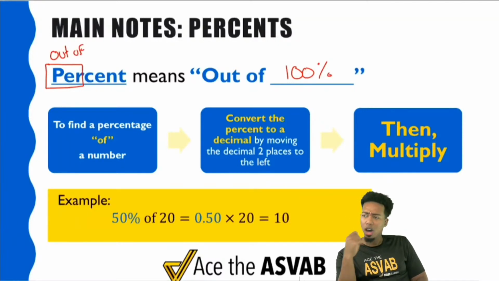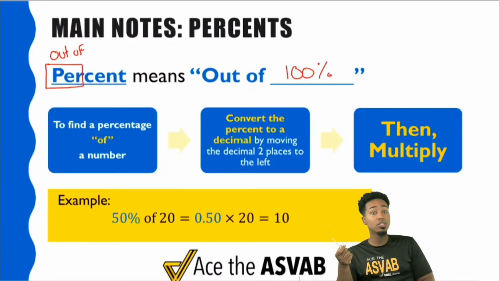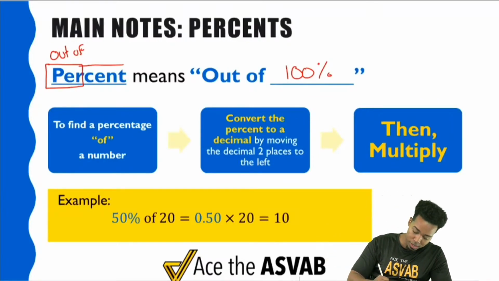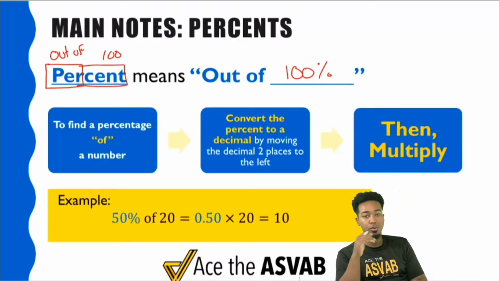100, right? 100 cents makes a dollar. 50 cents is half a dollar, 75 cents, 90, but 100 cents ultimately makes a dollar. And that's why it is the way it is. Percent basically means out of 100. Long story short, right there.